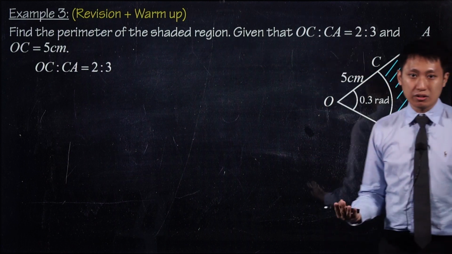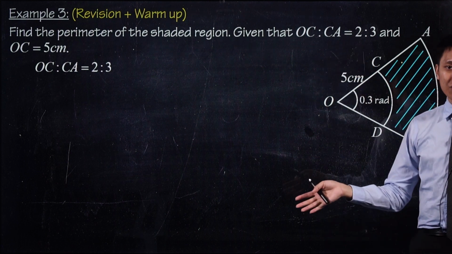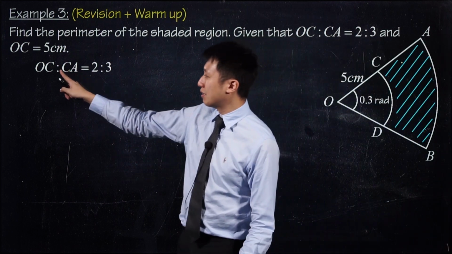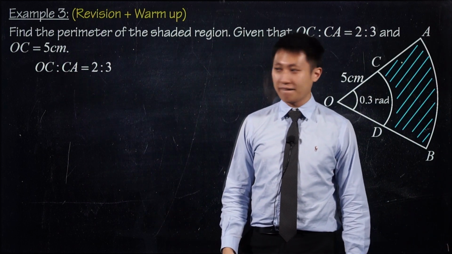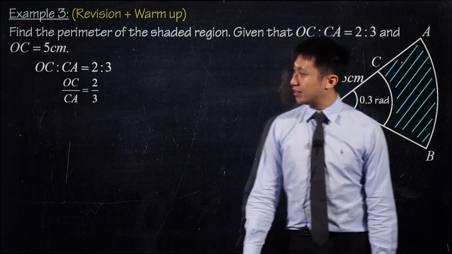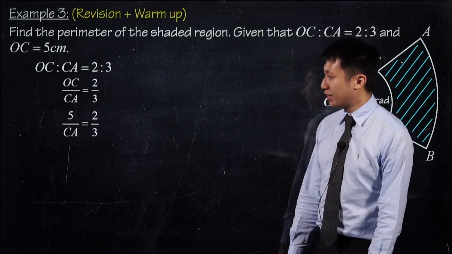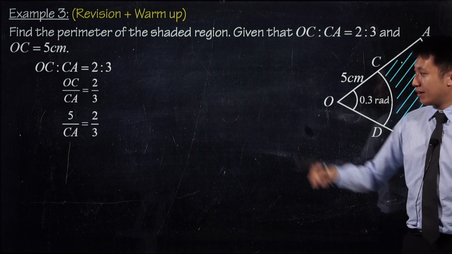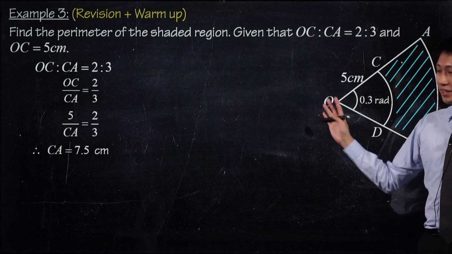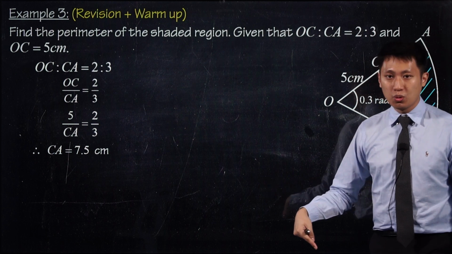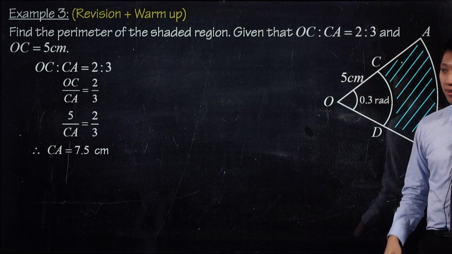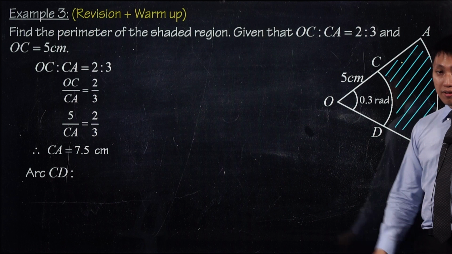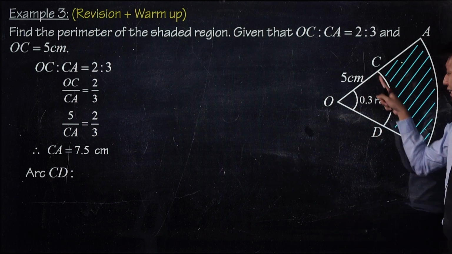So remember, how do you decode a ratio? Change this double dot to be equal to division. Then it's 5 over CA, because OC is 5. Then CA is very simple, move it there: 5 times 3 divided by 2. So 15 divided by 2 is 7.5. Okay, I get that.